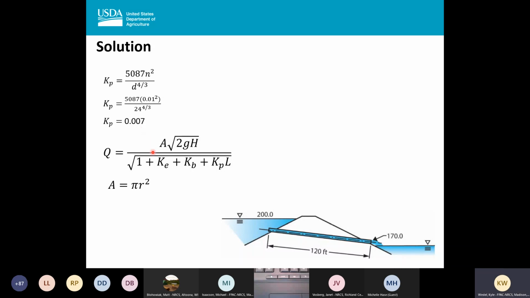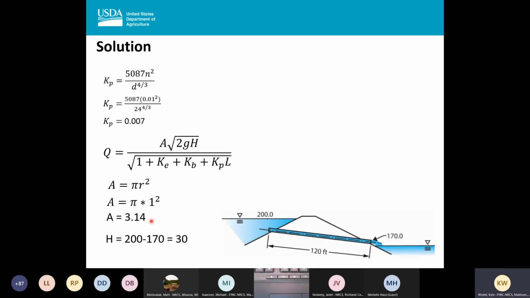And so here's my general equation again. I'm going to calculate out area, which is pi r squared. I'm going to have a 2-foot diameter, so a 1-foot radius pipe. So a big thing to note here is your KP is in inches, your area is going to be in feet squared. So look out for that.